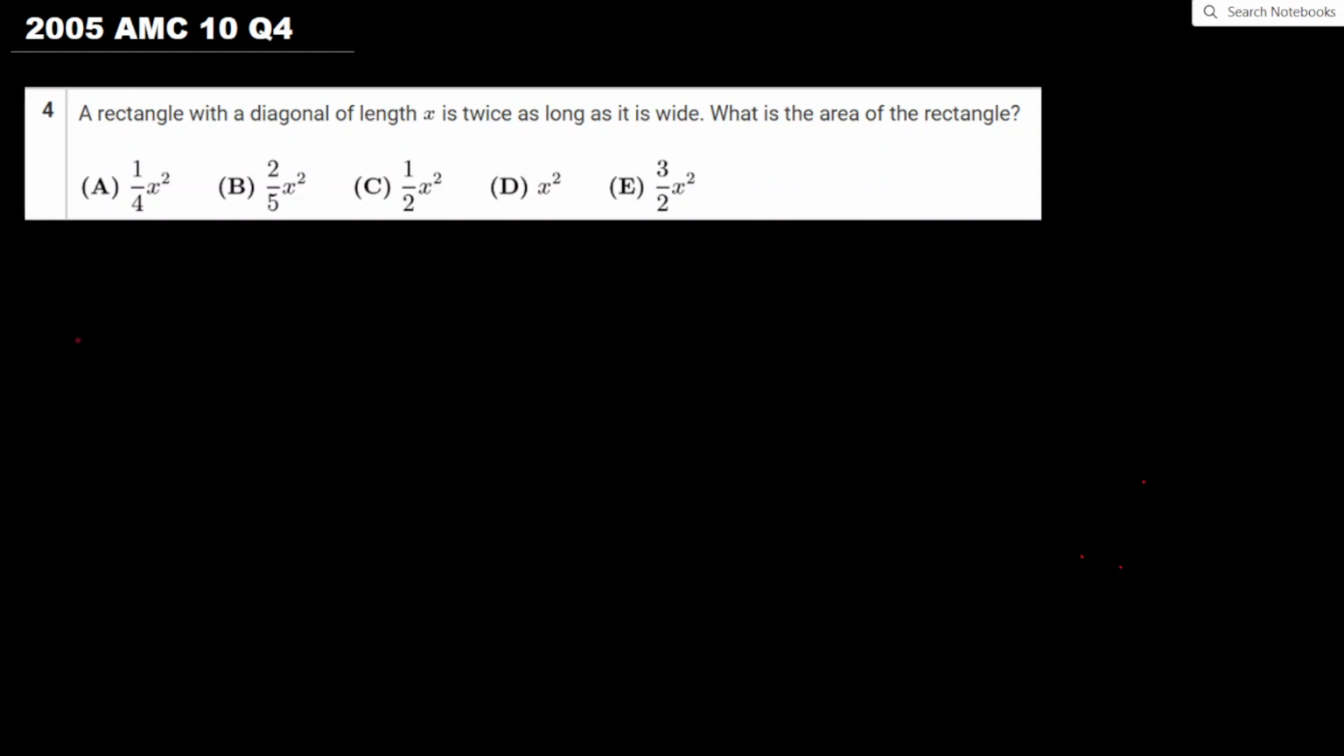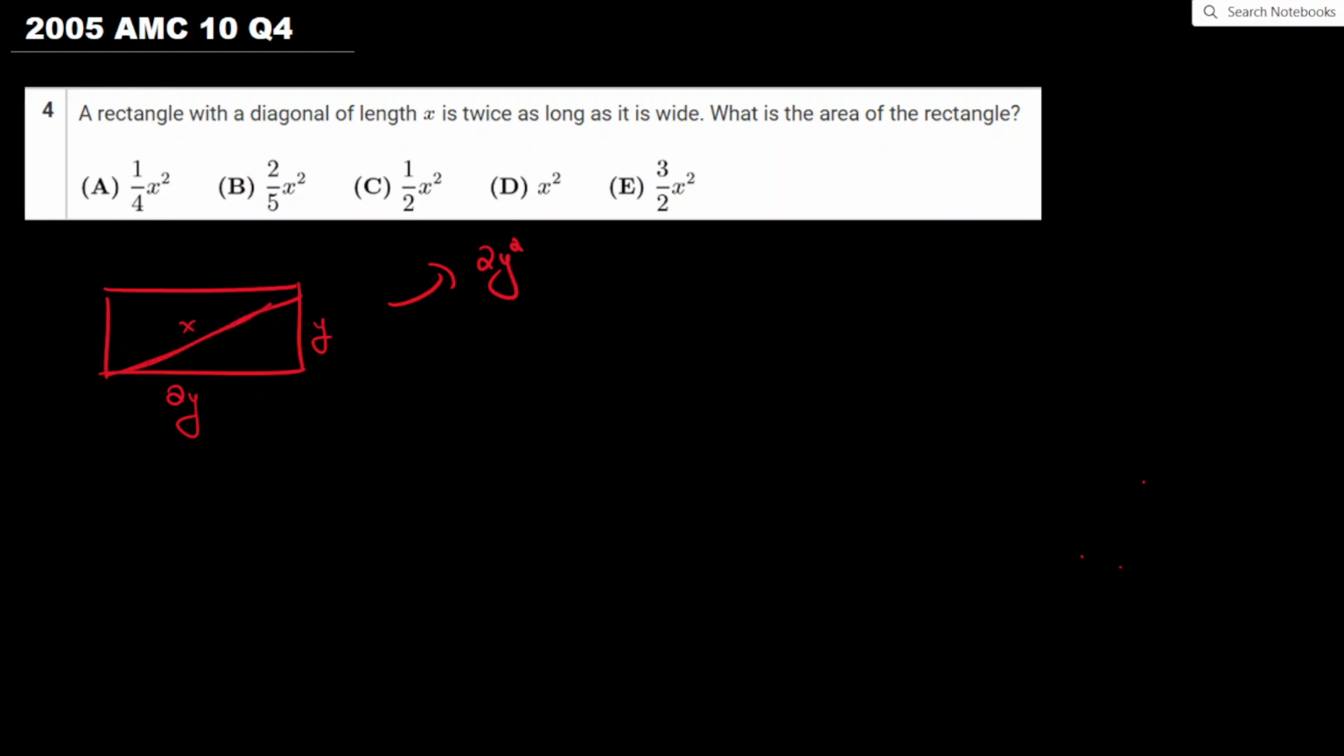You can first start by just drawing a general rectangle. So a rectangle with a diagonal of length x is twice as long as it is wide. So we can just consider this as 2y and this is y. What is the area of the rectangle? So we're looking for 2y squared.